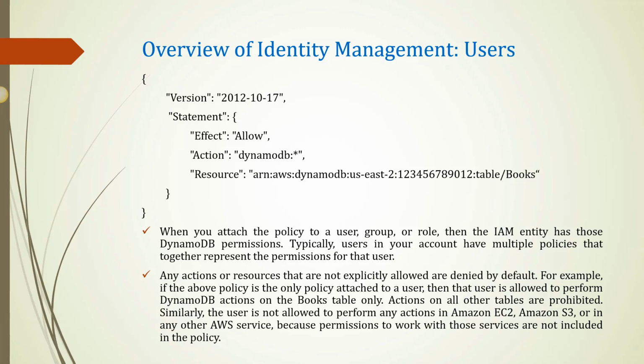Typically, users in your account have multiple policies that together represent the permissions for that user. Any action or resource that is not explicitly allowed is denied by default. For example, if you see the above policy, this is the only policy attached to a user. Then that user is allowed to perform the DynamoDB actions on the books table only. Actions on all the other tables are prohibited.